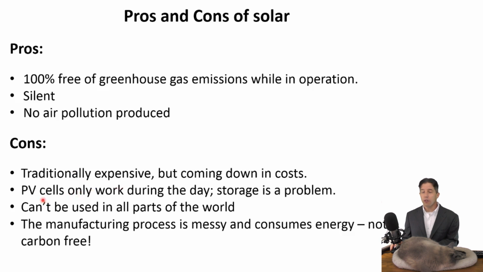Photovoltaic cells only work during the day, so storage is a problem unless you're connected to the grid. Of course, if you're using the molten salt, the concentrated solar power, those things can work all night because they just get so hot. Can't be used in all parts of the world, right? If you live up in the middle of Canada in the winter, good luck. You're not going to have any sunlight. The manufacturing process is messy and consumes energy, so it's not completely free of carbon, right?